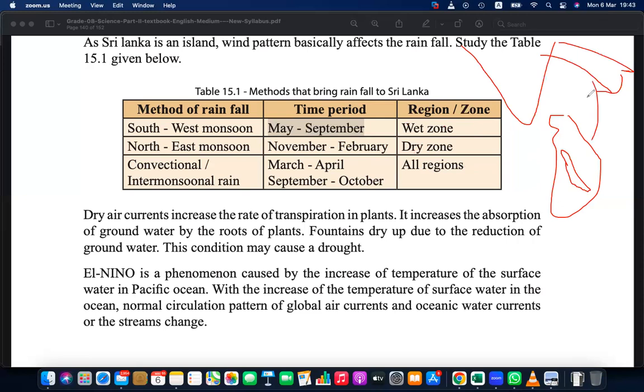So the wind circulates, and then the clouds will be here and rain comes to this region. Anyway, mountain rain, sometimes they can expect rain in both seasons. Convectional or intermonsoonal rains are basically what we expect nowadays. Those are called intermonsoonal rains due to the extra heat in this period.